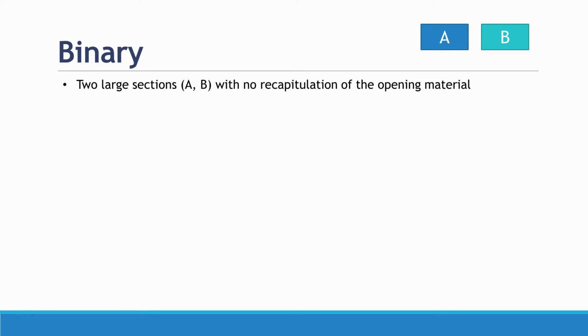This is the point in your theory learning that you have enough knowledge now to dig more in depth into these topics. Let's start with binary form. Binary is a form that contains 2 large sections, which we commonly represent as A and B. Binary does not have any recapitulation of the opening material. In other words, the A does not come back. So at its simplest form, when we're talking about binary, we're essentially just talking about a 2-part form.